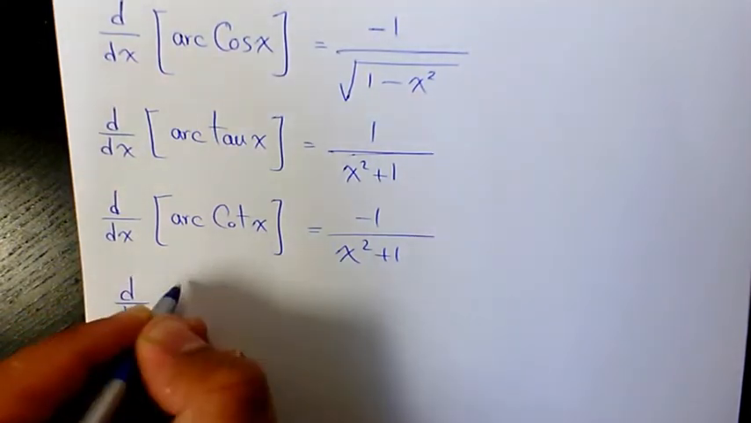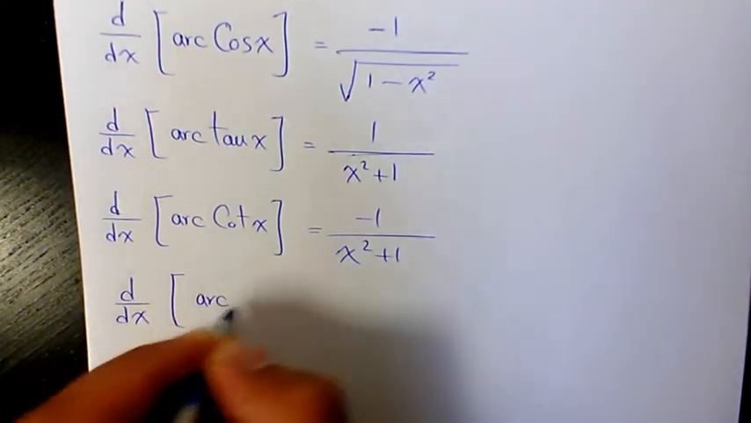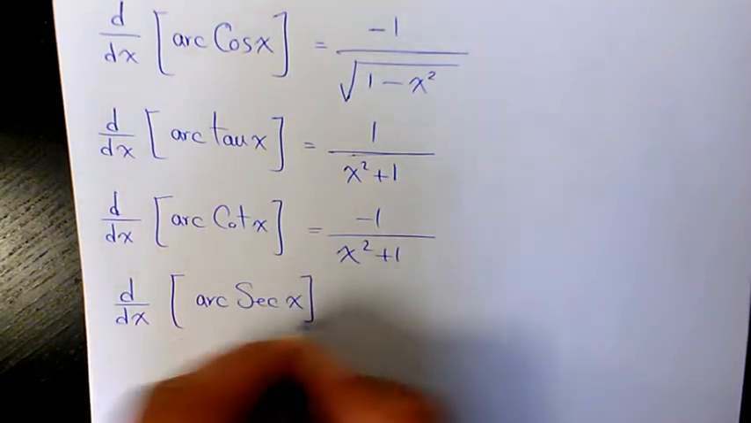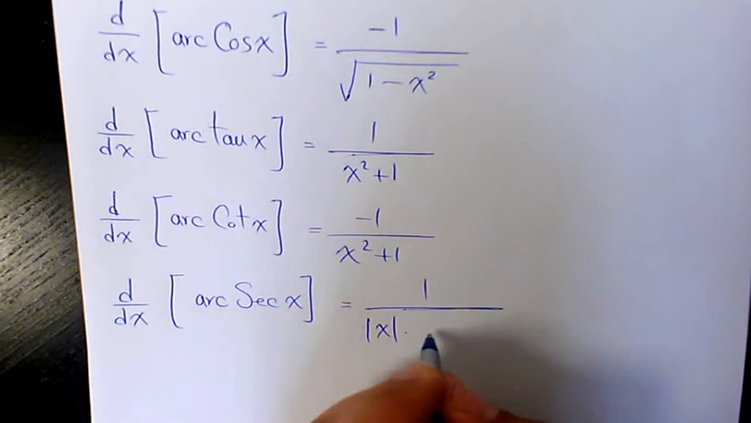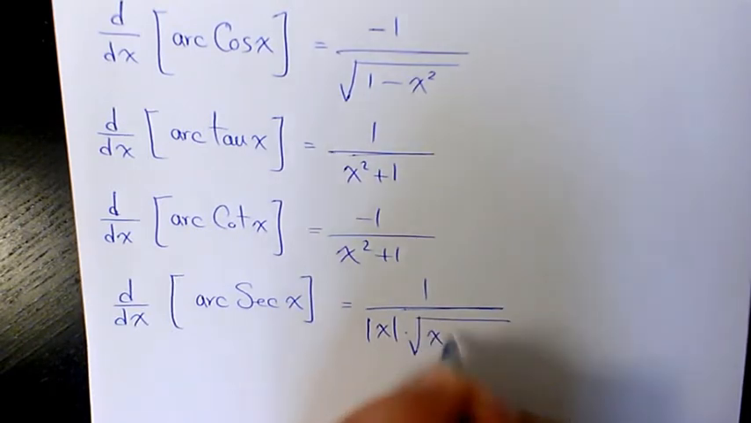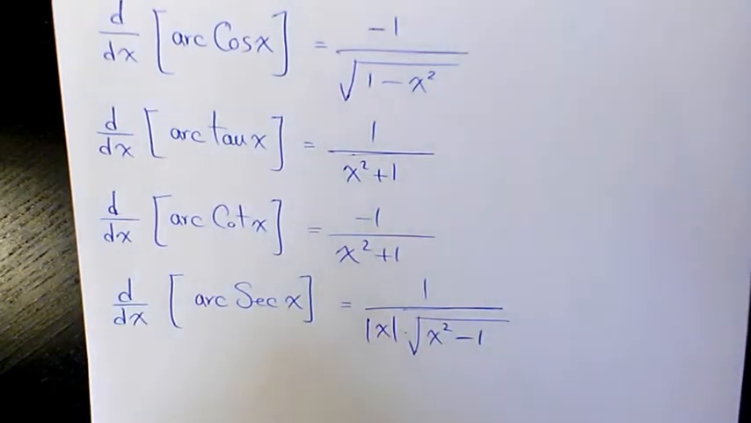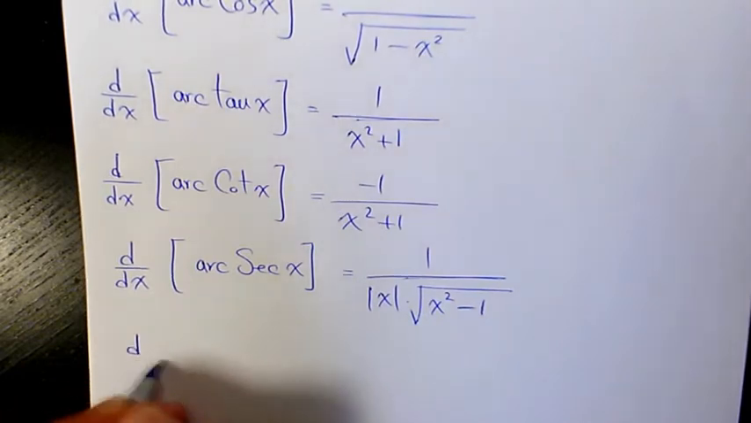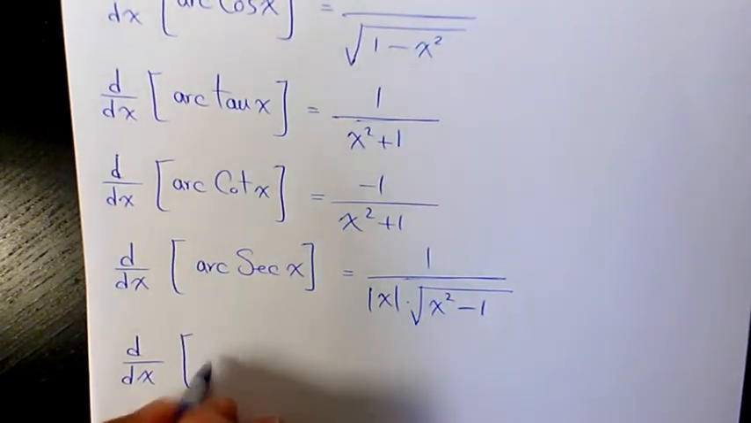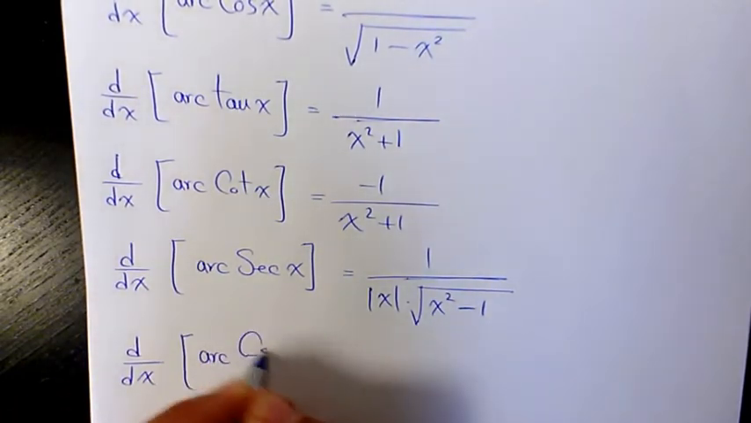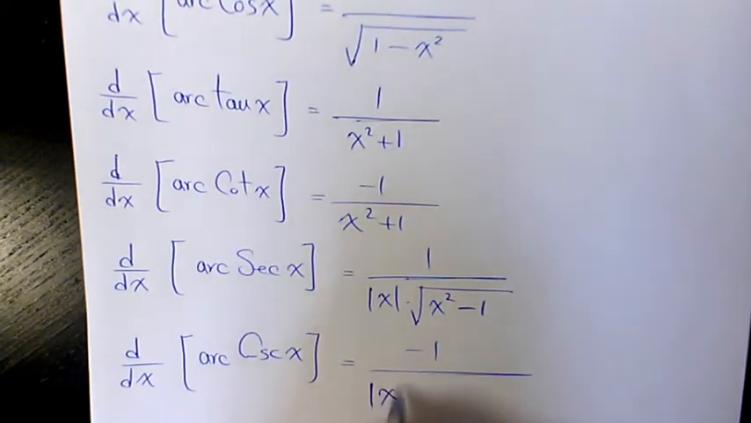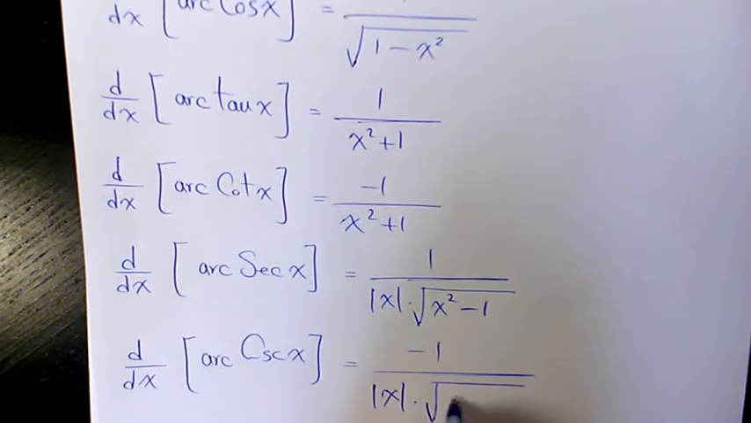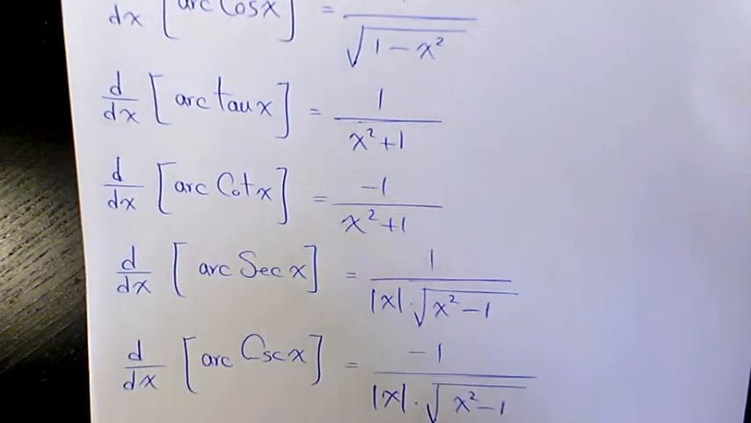Derivative of arc secant x is 1 over absolute function of x times square root of x squared minus 1. And finally, derivative of arc cosecant x is negative 1 over absolute function of x times square root of x squared minus 1.